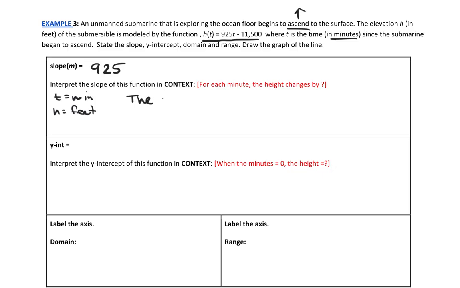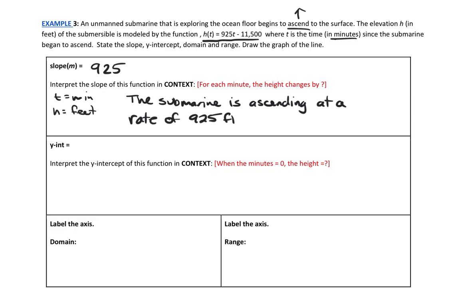The submarine is ascending at a rate of 925 feet per minute. Remember, slope is a measure of rate, the ratio of the change in y over the change in x.